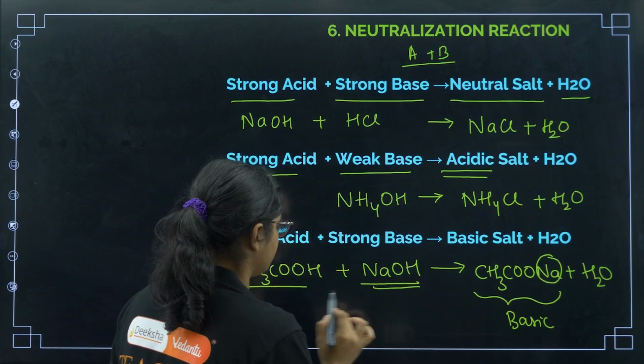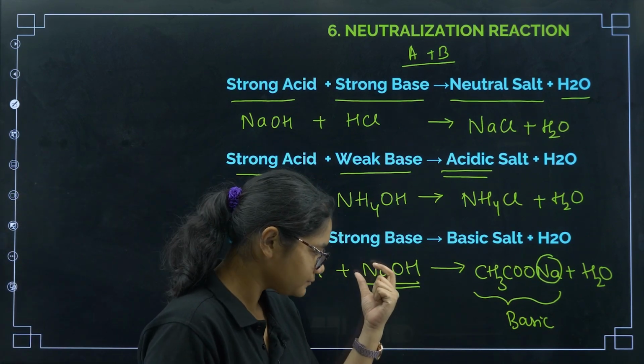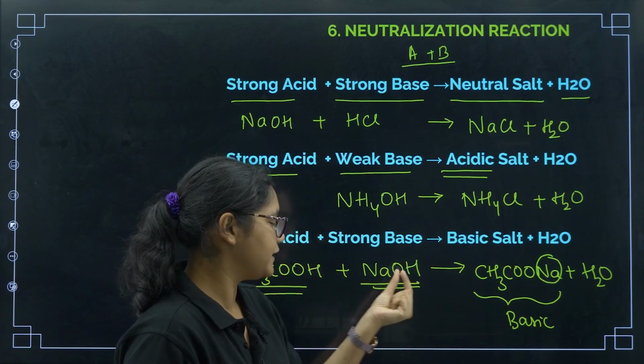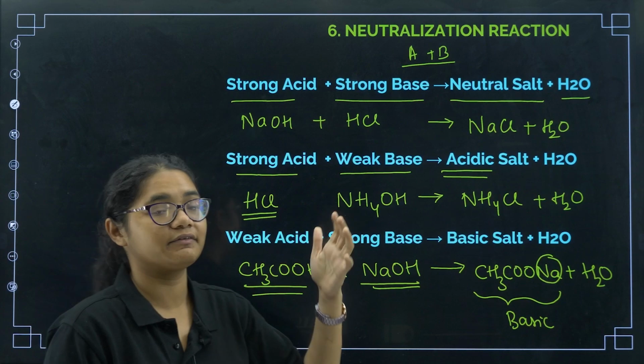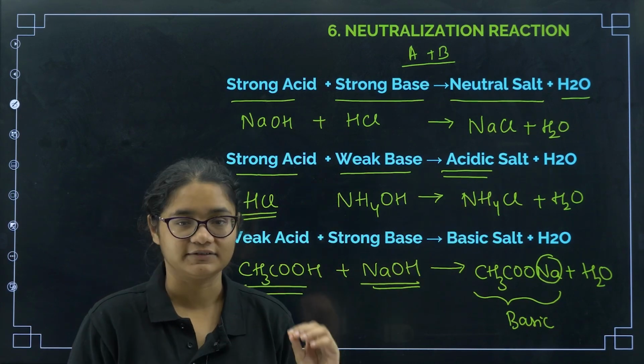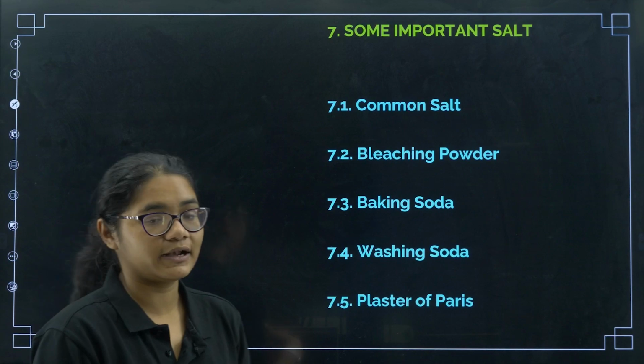Right, this is a strong base, this is a weak acid. Right, so strong base is there. A strong base reacting with a weak acid will give you a basic salt. A strong acid reacting with a weak base will give you an acidic salt. Okay, fine.